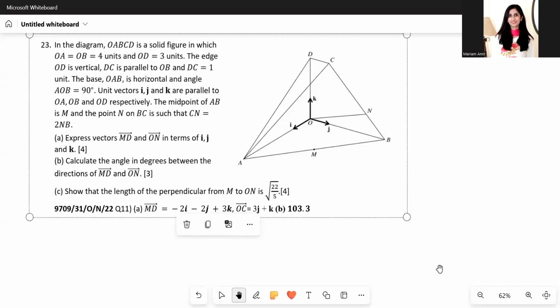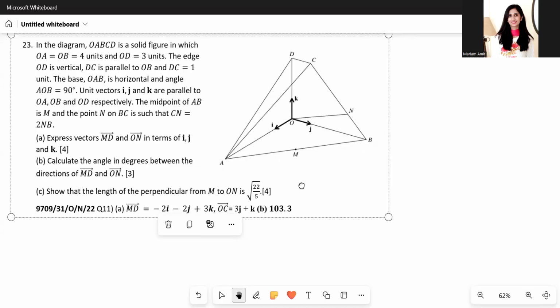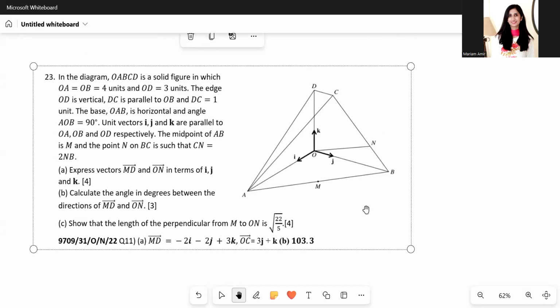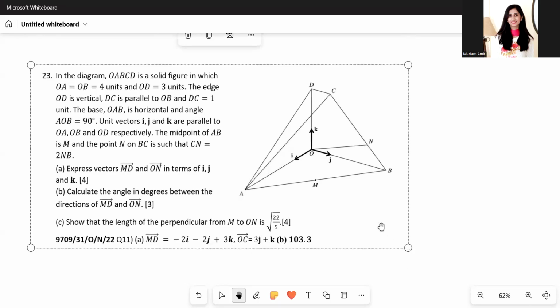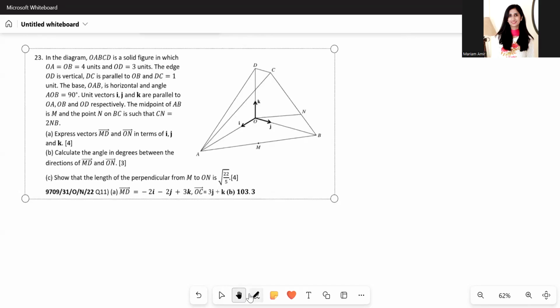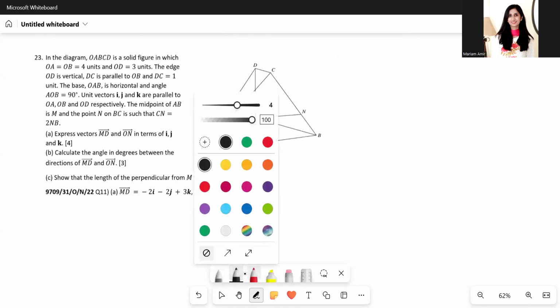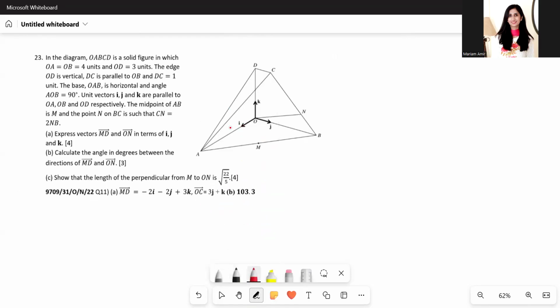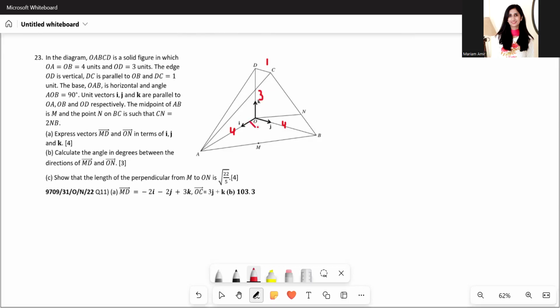Okay, this question says that in the diagram, OABCD is a solid figure in which OA and OB equal 4 units. All right, so let's mark that. We have OA as 4, OB as 4, OD as 3, BC as 1. The base OAB is horizontal and angle AOB is 90 degrees. Okay, so this is perpendicular.